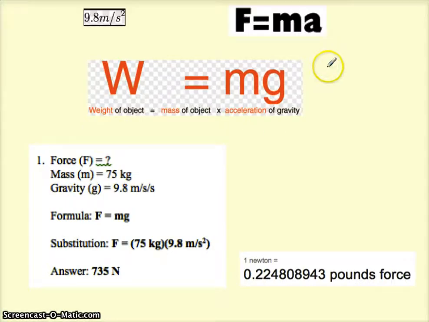And you can see g in this formula right here. And this acceleration due to gravity is going to be the same on Earth: 9.8 meters per second squared. So anywhere on Earth you go and drop your apple or drop your coin or drop whatever, it will drop at 9.8 meters per second squared.